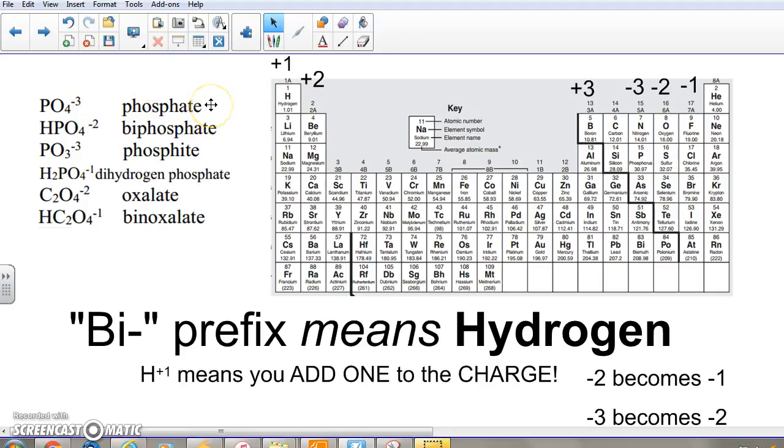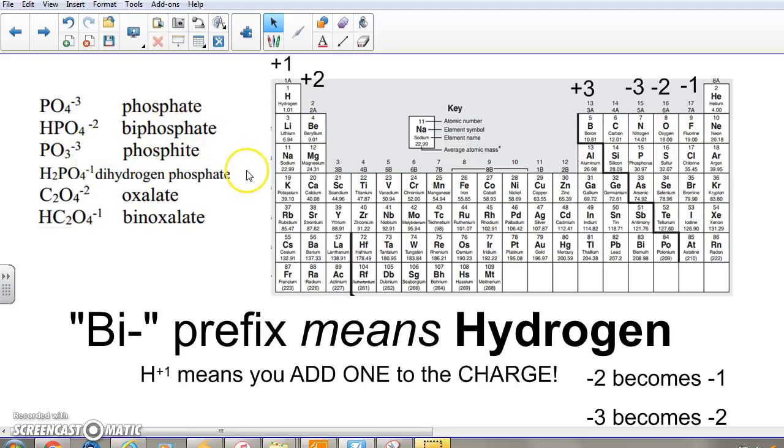Biphosphate does follow the rule that you would expect. Bi, slap an H on the front, charge goes up by 1. Phosphite, PO3 -3, just what you would expect, because it's phosphate with just the ending changed from ate to ite, so you lose an O.